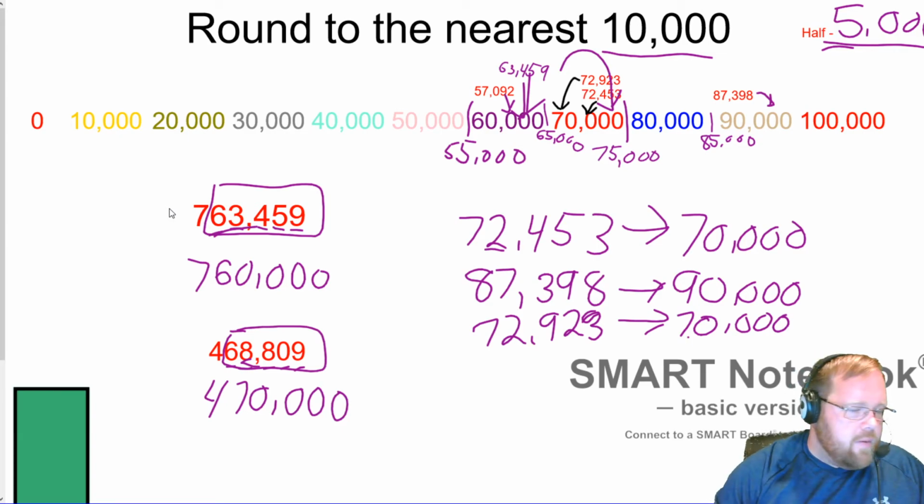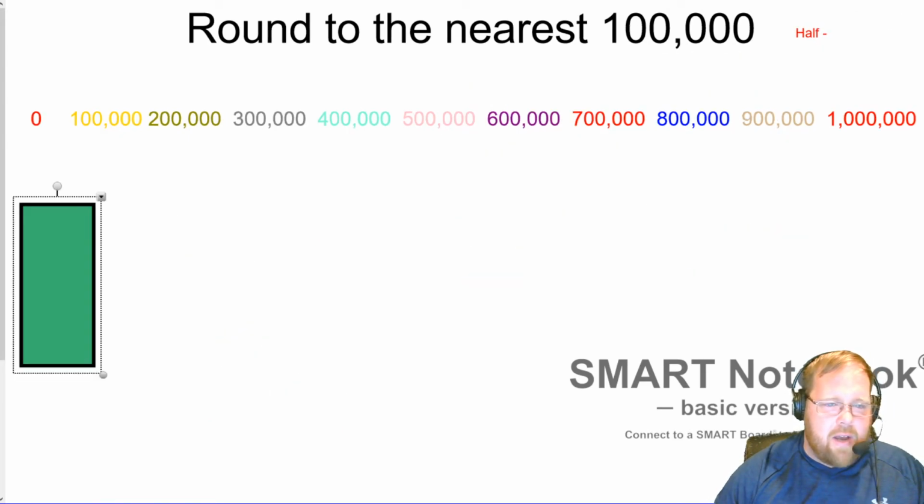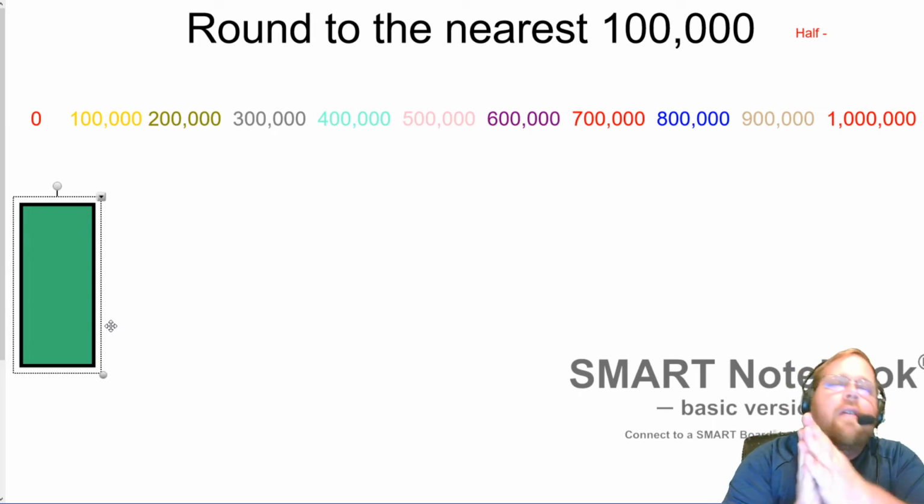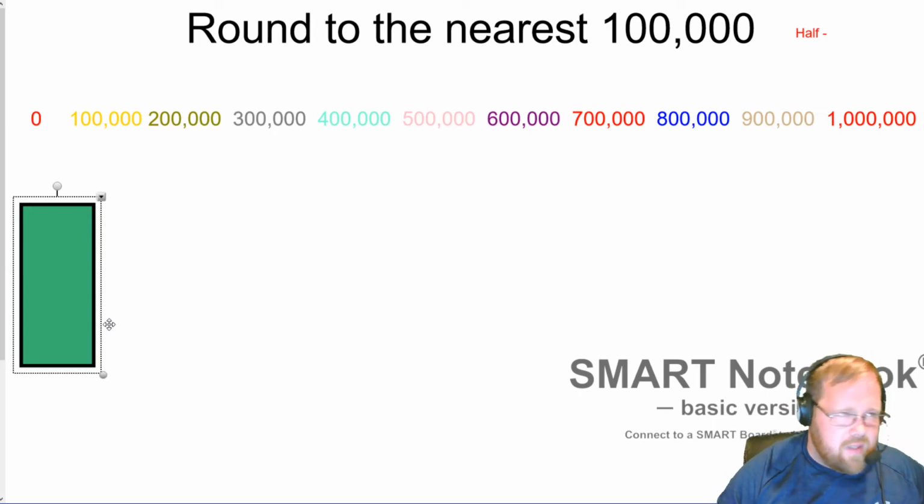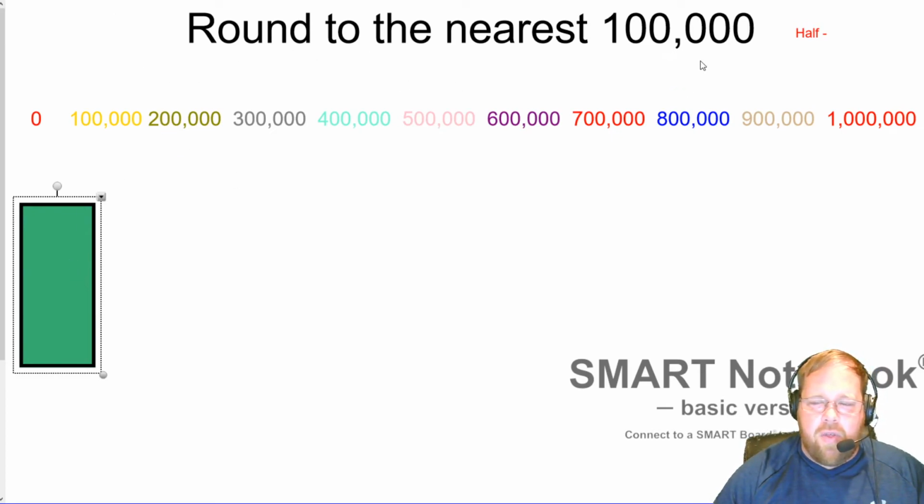Ow. All right. Let's just do 100,000. And then you finished. And then you can give yourselves a big round of applause. And you can be so proud of yourselves. Okay. All right. So round to the nearest 100,000.